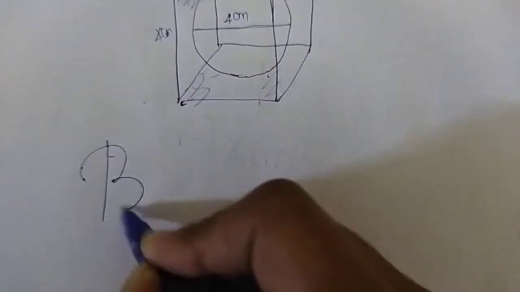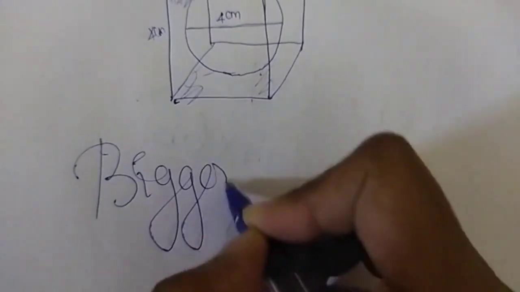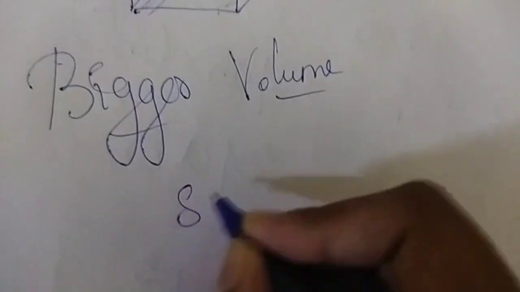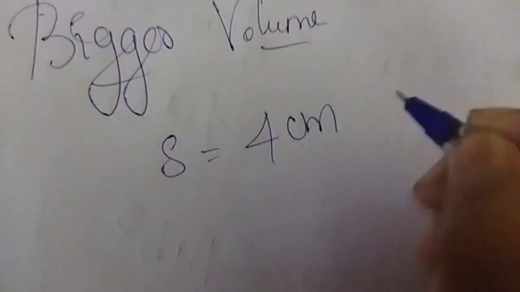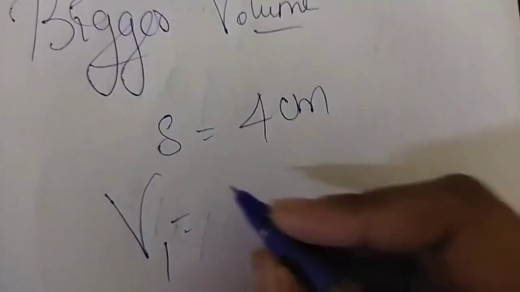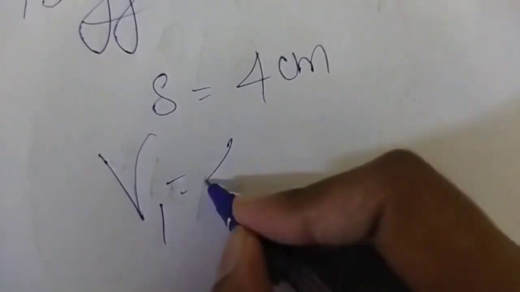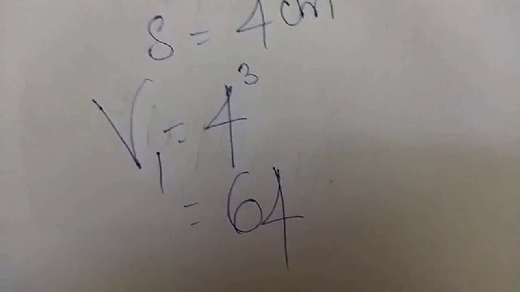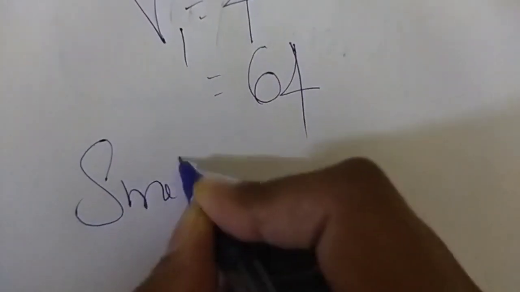So cube is the bigger volume. Side is equal to 4 centimeter. Volume, let me take bigger volume as V1. V1 is equal to side cube, that is 4 cube. 4 cube is nothing but 64. Next, smaller volume.